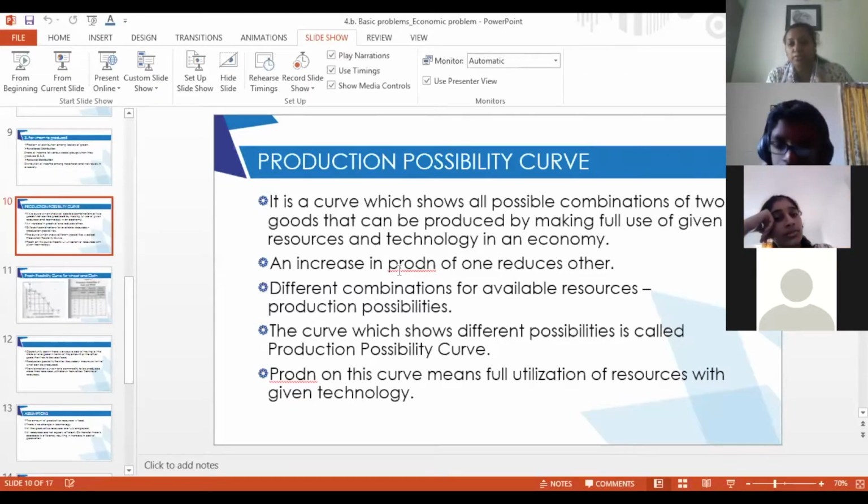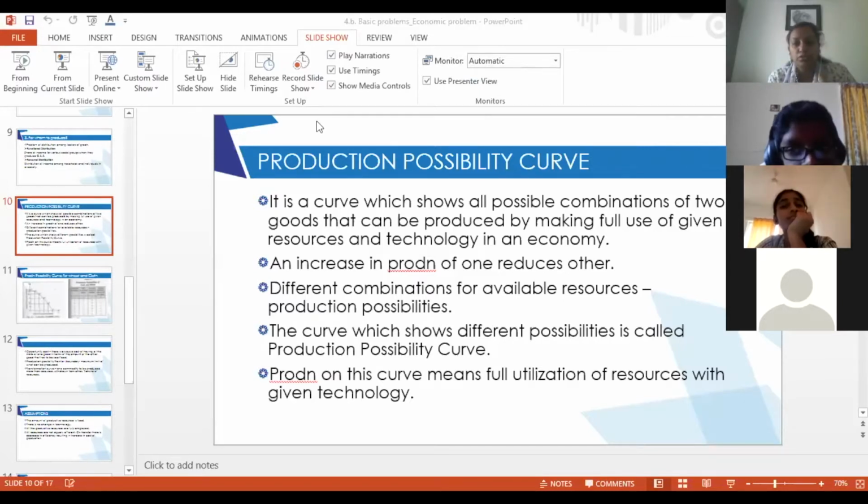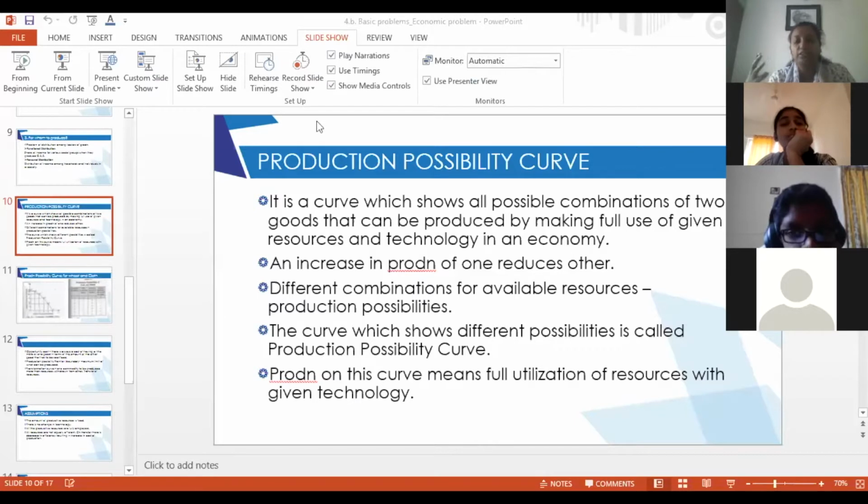Then you reduce the production to 8 guns, so maybe you can increase it to 3 breads, right? I'll tell you why from 1 it has become 3. Then again you reduce your production of guns to 7 guns, so maybe you can now produce 6 bread. So different combinations of both the commodities will tell you the resources are working at their maximum, no more production is possible.